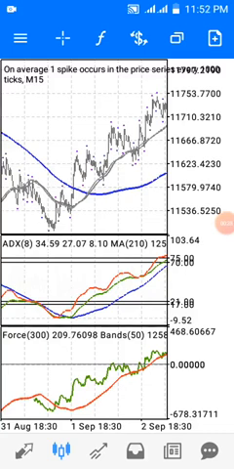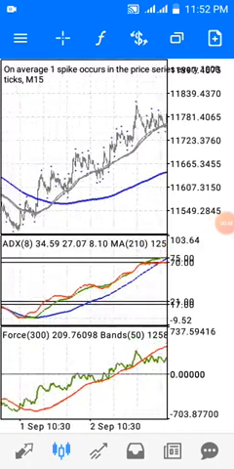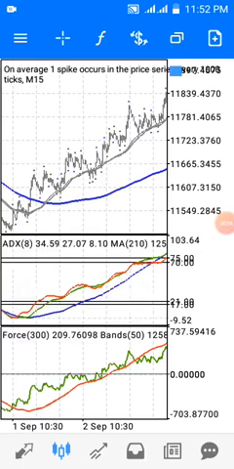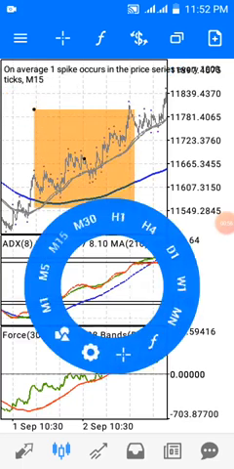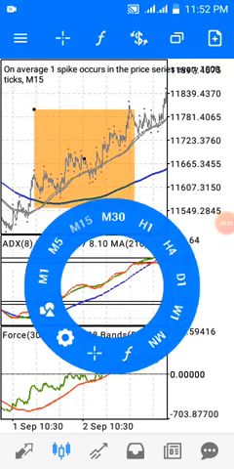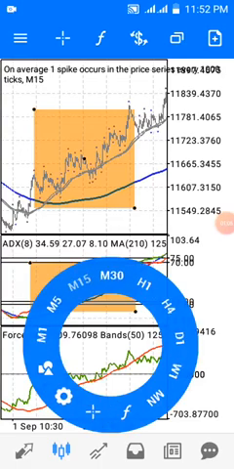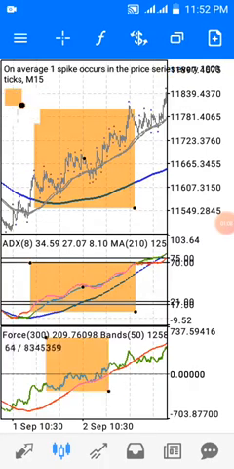Today we'll be looking at a strategy you can use to trade boom index or crash index. On the chart I have boom 1000 index, 15 minutes time frame, and I have three windows. This is my main window, this is indicator window 1, and this is indicator window 2.